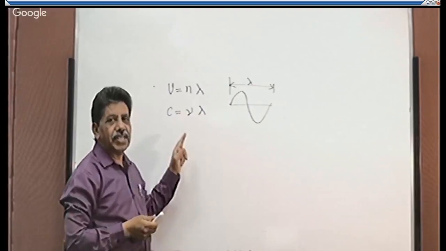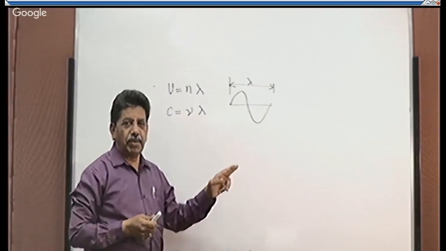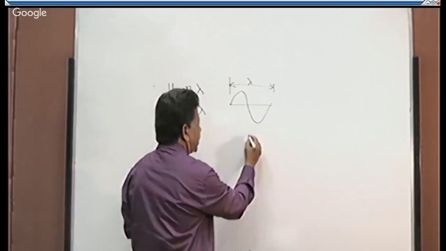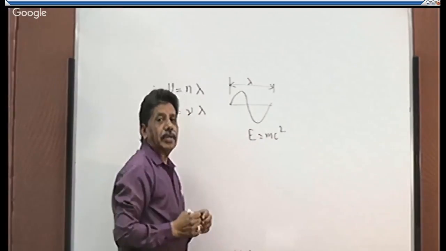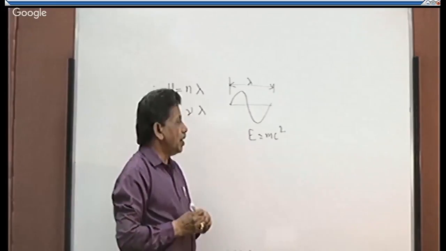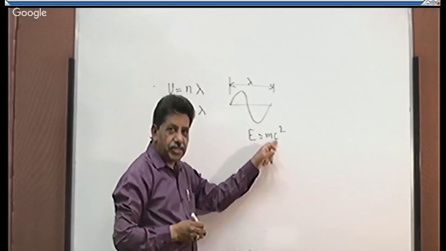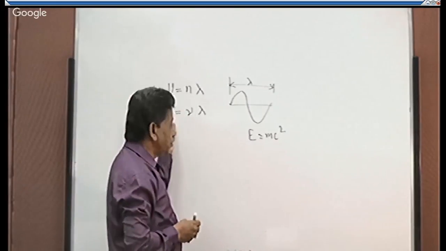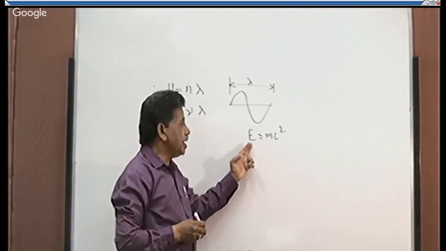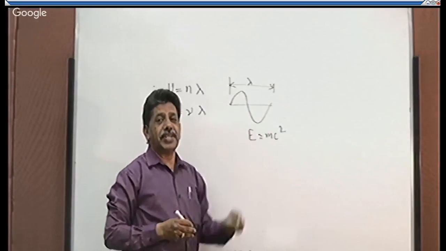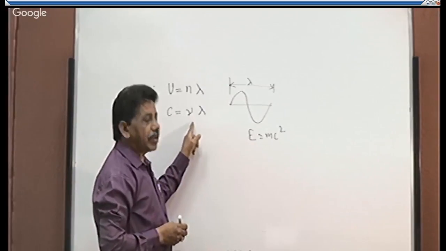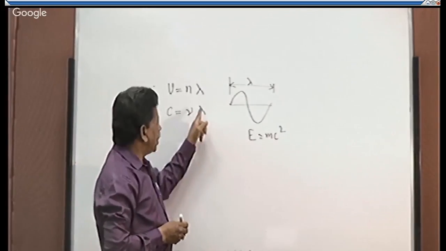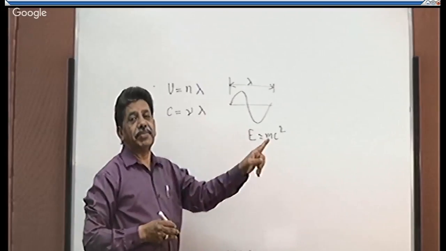Where C stands for velocity of light. You might have used the famous equation, Einstein's equation, E is equal to mc square. The same C is taken in this equation, where c stands for velocity of light and nu stands for frequency of the radiation, lambda stands for wavelength of the radiation.